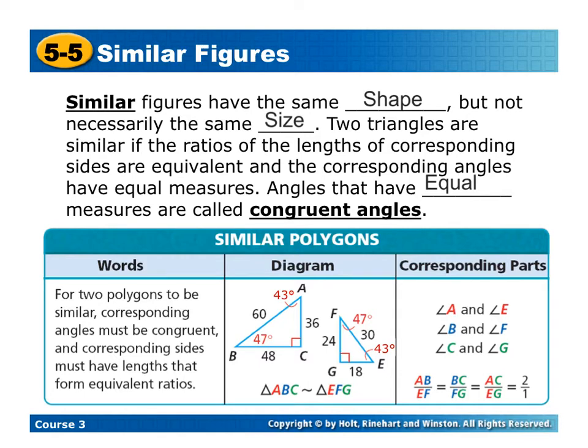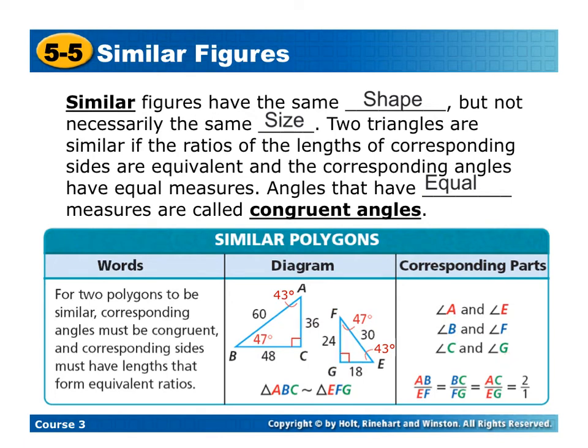So for example here, we have the 90-degree angle, so angle C is corresponding to angle G because both of those are 90 degrees. Here, angle A corresponds to angle E because they're both 43, and angle B and angle F are corresponding. So A and E are equal, B and F, C and G.